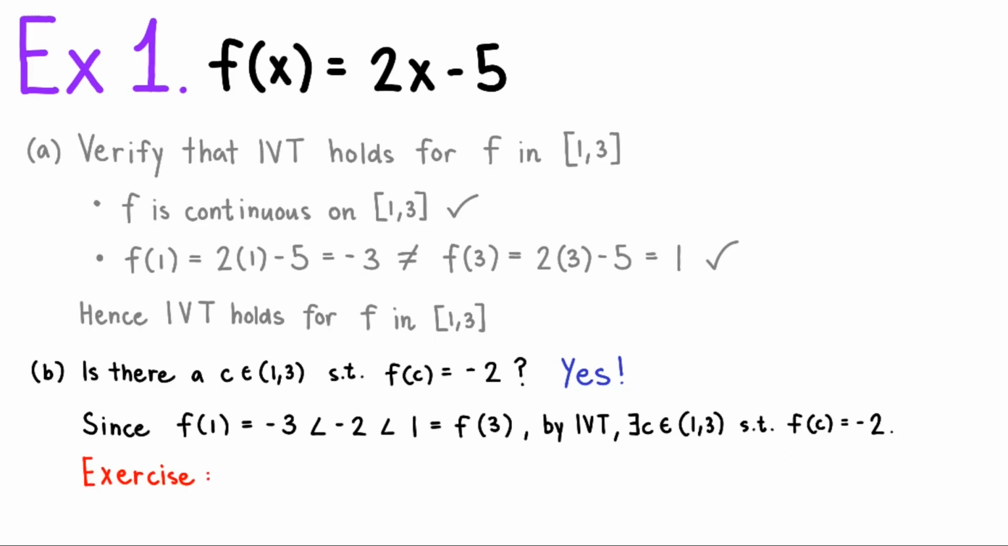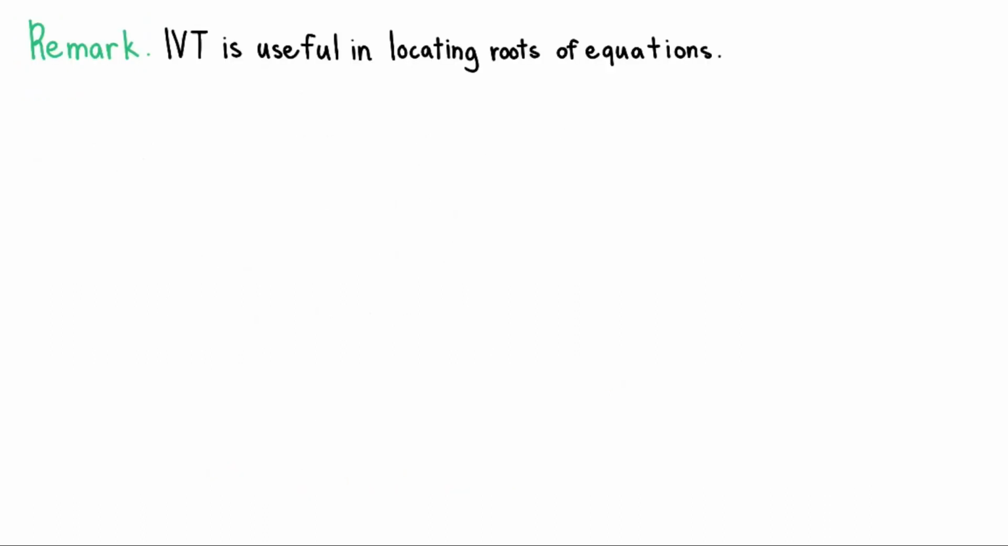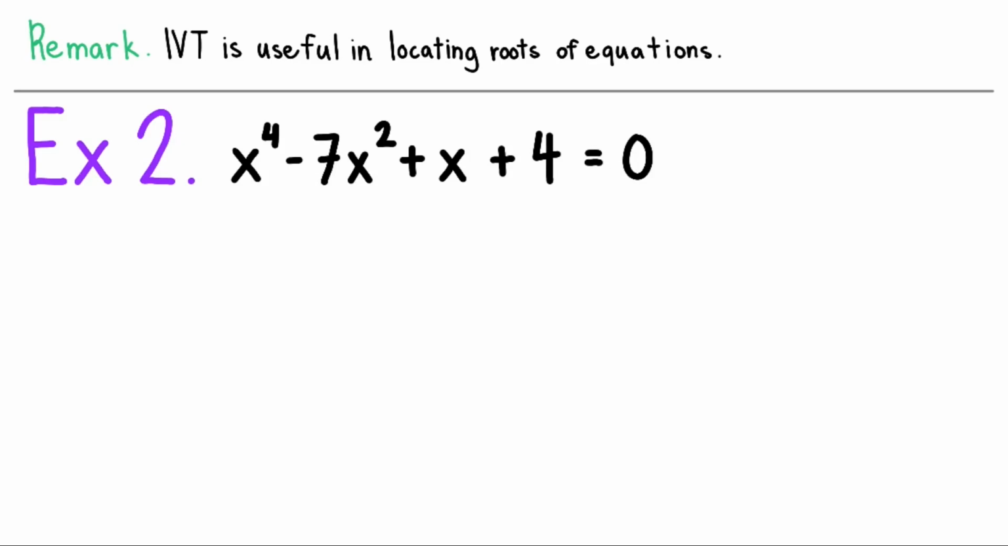As an exercise, you can verify that the value of c out here is 3 over 2 or 1.5. So that's just easy. That isn't really that hard, but you may try that one. And before we move on to the second example, as a remark, take note that IVT is useful in locating roots of equations. And you'll see that later on in this next example.